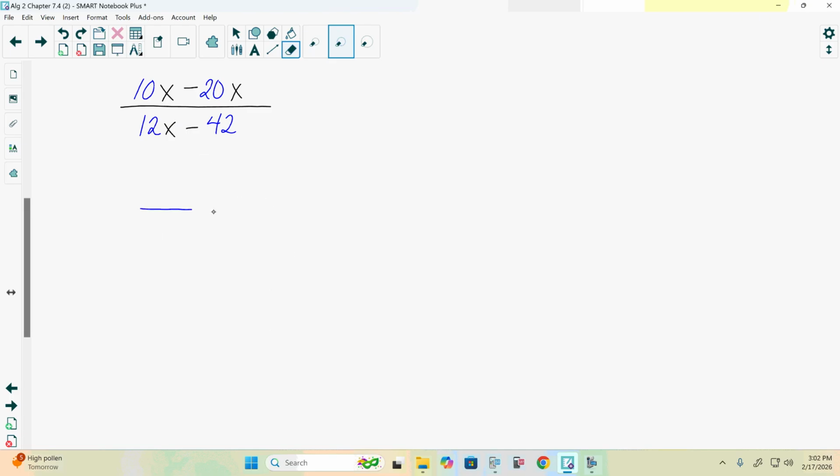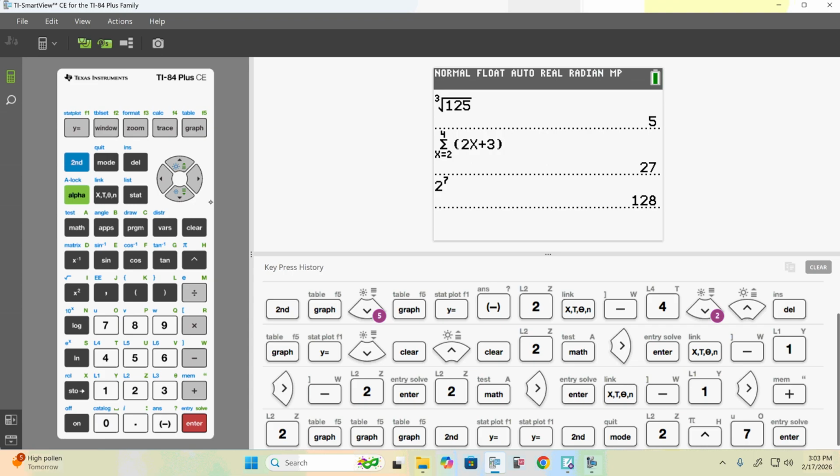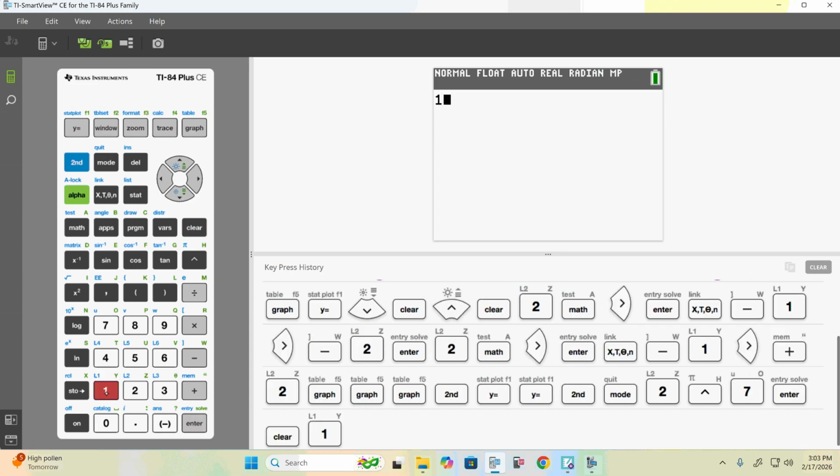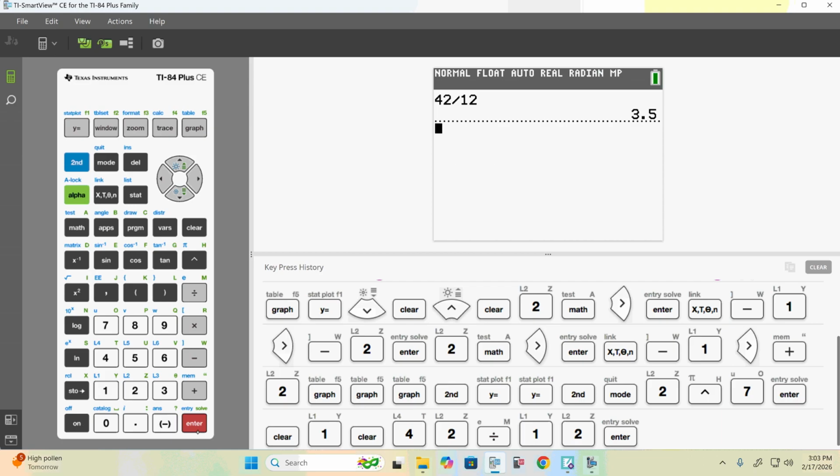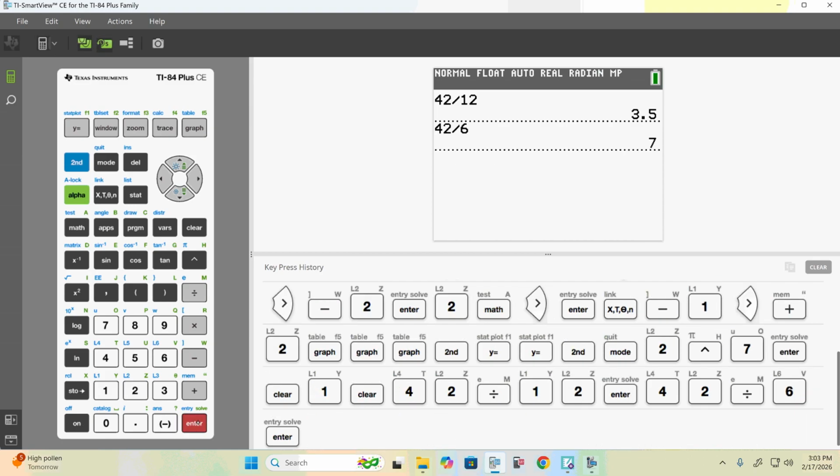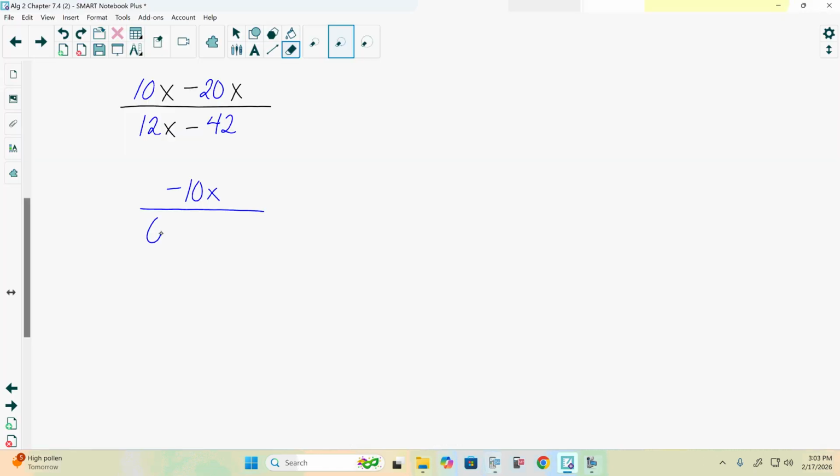Erase this. Now 10x minus 20x is negative 10x. 12x and 42. 12 does not go into both, so we can just use this here, because 42 divided by 12 doesn't work. But 42 is divisible by 6. 12 is divisible by 6. So the greatest common factor on bottom is 6.